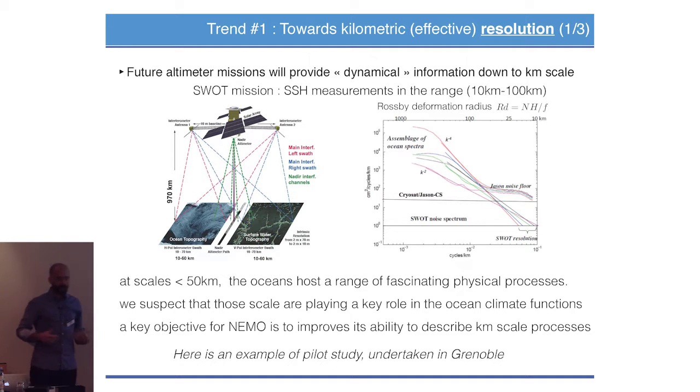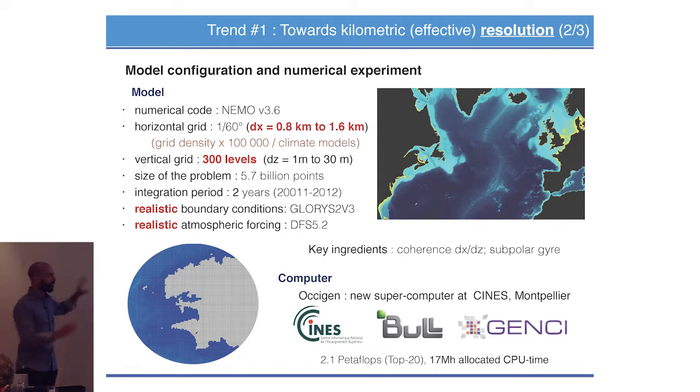And clearly, one key objective of NEMO over the next few years is to improve its ability to describe consistently those scales down to kilometer scales. Okay? I here just show one example of a pilot study that we've undertaken in Grenoble about that. So that's one particular model simulation that we've performed. Don't want to get into the detail here. I guess the key aspect here is that we're using a very dense horizontal grid and a very dense vertical grid, and that is very expensive. Okay, that's the only thing you need to know here. The model setup is as realistic as we can afford for that kind of exercise, with realistic boundary conditions and atmospheric forcing.